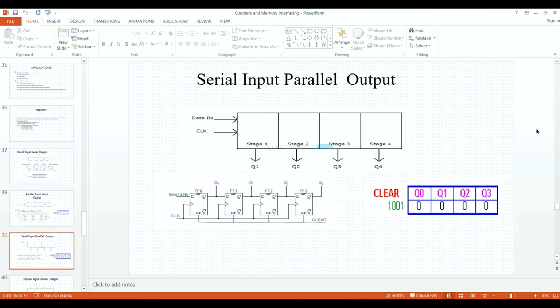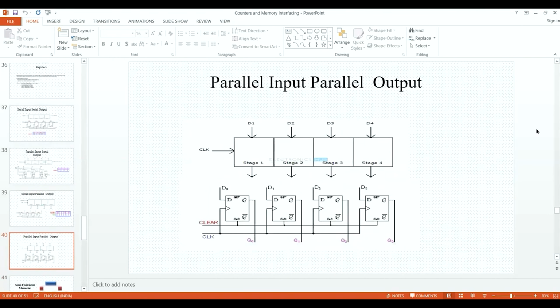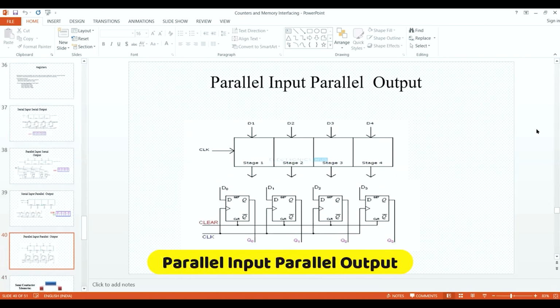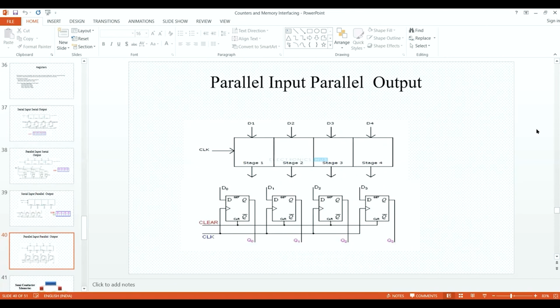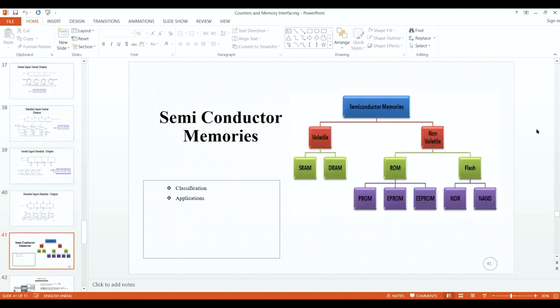I already told that the clear signal is given to every flip-flop in a synchronized way, so a single pulse can clear all the data, and you are using D flip-flops. I hope this is clear. I go a little bit fast in this shift register. Why so? Because we already discussed all this in a previous video.